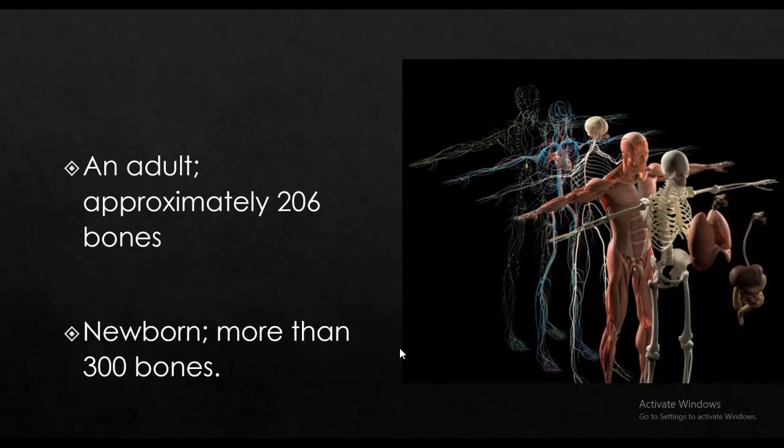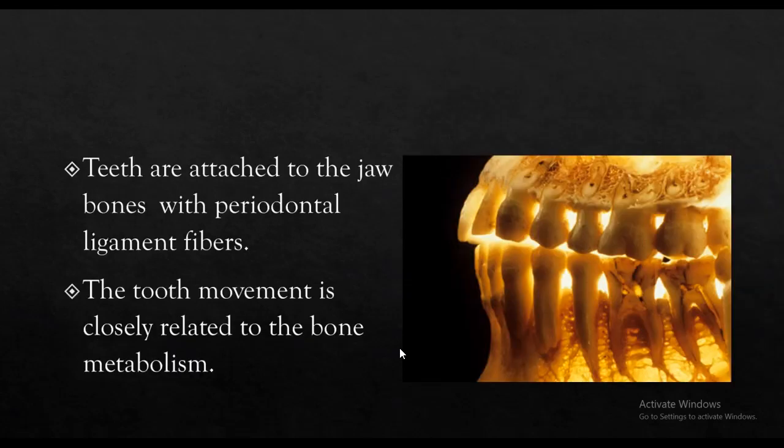An adult has approximately 206 bones in his body, but newborns possess more than 300 pieces of bones, providing them enough flexibility to pass through the birth canal. Teeth are attached to the jaw bones with periodontal ligament fibers. The tooth movement is closely related to the bone metabolism.